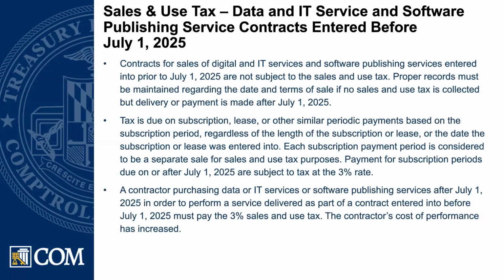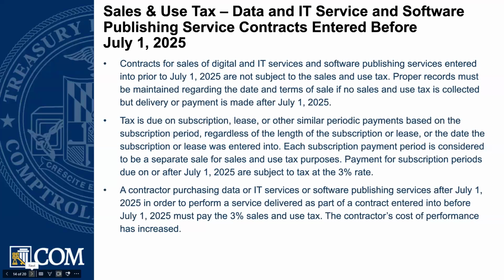A contractor who purchases data or IT services or software publishing services after July 1st, 2025, in order to perform a service delivered as part of the contract entered into before July 1st, 2025, must pay 3% sales and use tax. The contractor's cost of performance in this case has increased.